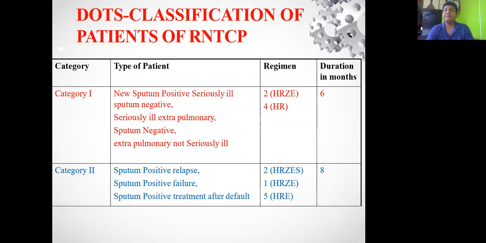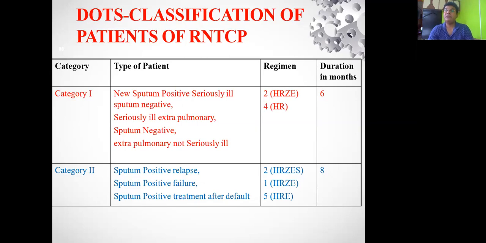So this is followed by the maintenance phase or continuation phase, where we use 3 drugs, that is isoniazid, rifampicin, and ethambutol for 5 months. So in category 2 of DOTS, for sputum positive relapse, sputum positive failure, and sputum positive treatment after default, the total duration is 8 months. The initiation phase is divided into a 2-month and a 1-month initiation phase. In the 2-month initiation phase, we have 5 drugs to be given. In the 1-month initiation phase, we have 4 drugs to be given, followed by the continuation phase, which is for 5 months, where we give 3 drugs.